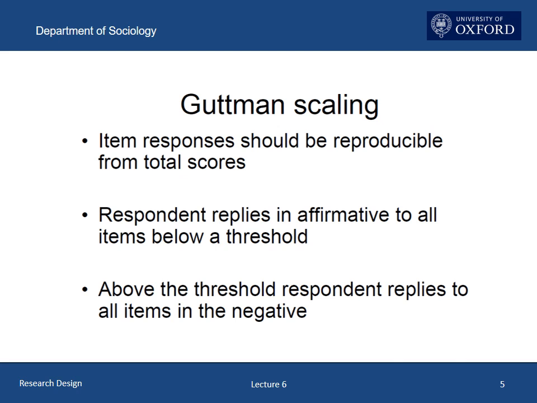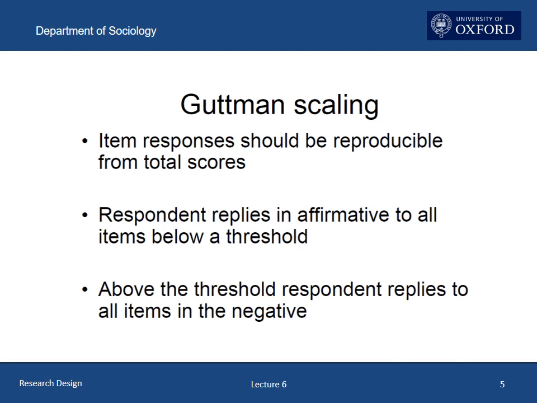Gutmann scaling, named after the American sociologist Louis Gutmann, takes a very different approach to using multiple items to build a scale. The basic idea can be illustrated by Emery S. Bogardus's social distance scale, first developed in America in the 1920s. The purpose of the scale is to measure a person's willingness to accept social contact with people from a different social or ethnic group. Say the target for the rating is ethnic group X.